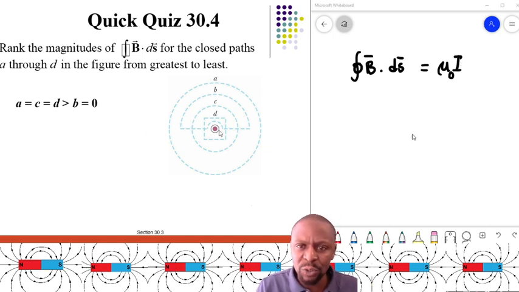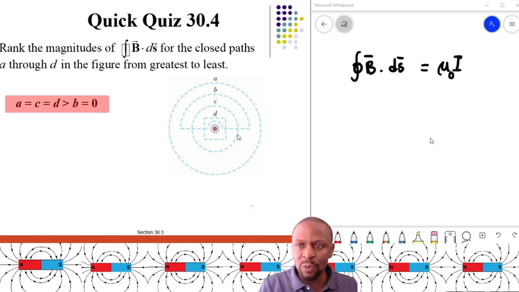But now what I want to show you is that, look at B, the closed path of B doesn't enclose any current, because that current is going out, but the path doesn't enclose any current, while all these other paths are enclosing the same current. Therefore, they must always be equal. That must be the answer for that quick quiz.